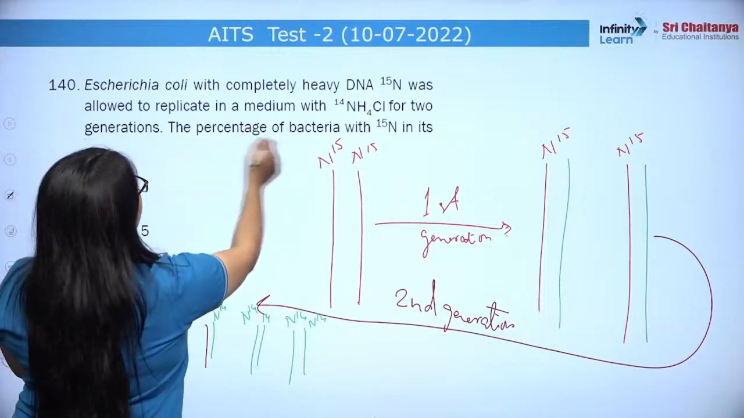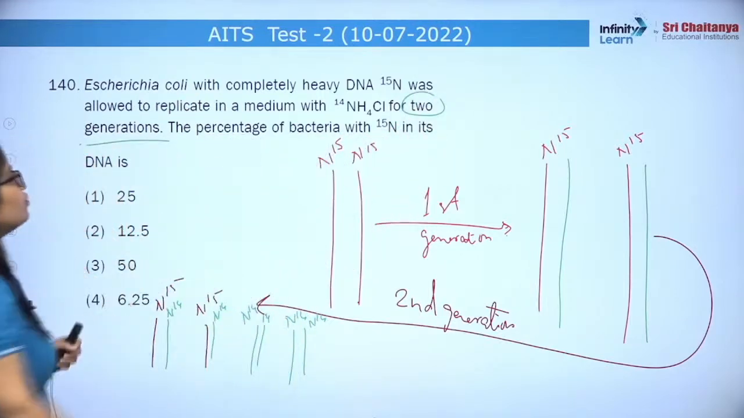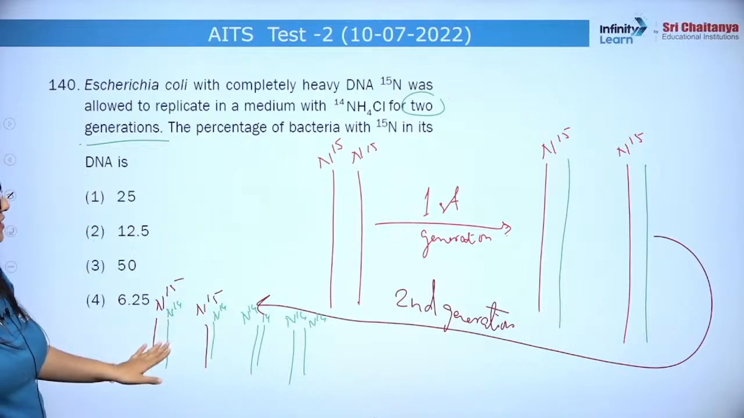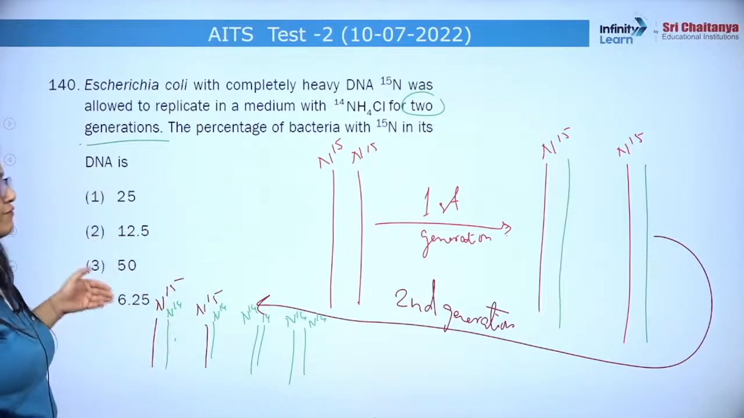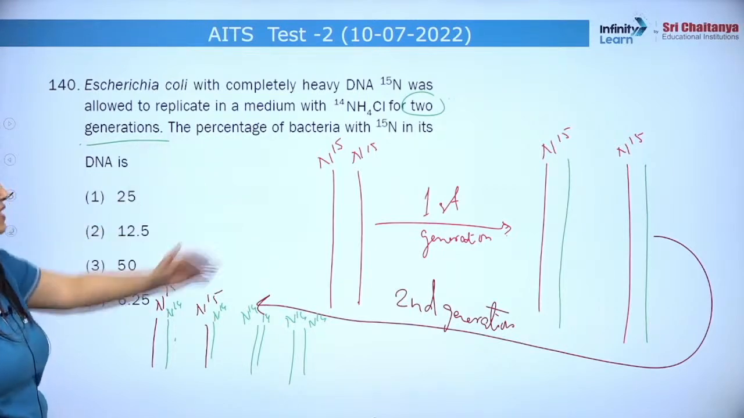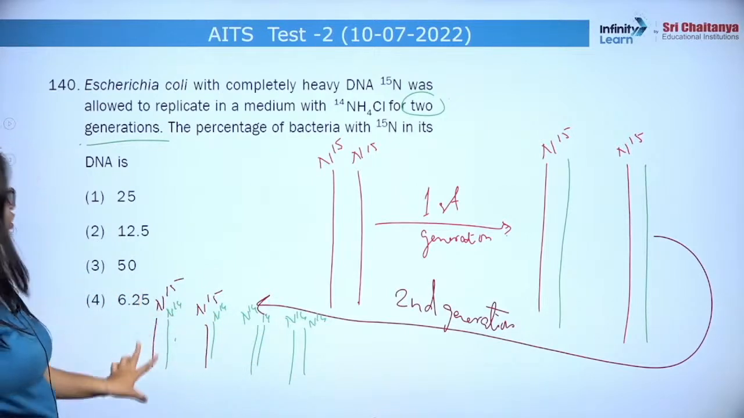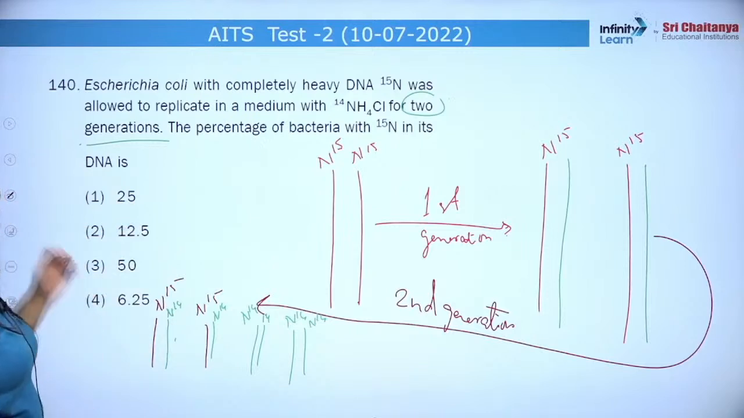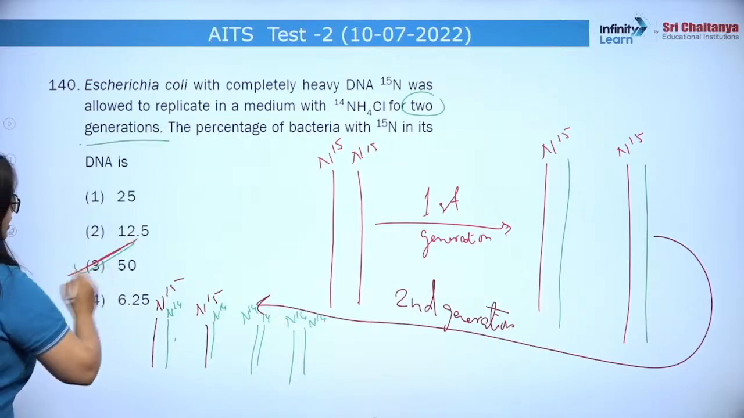What are they asking? The percentage of bacteria, they were allowed to replicate for 2 generations, here it is. The percentage of bacteria with N15 will be? So if you notice, my dear students, how many DNA molecules have N15? These are the 2 hybrid ones, although they are hybrid, they have N15. They have not mentioned hybrid or pure. So how many are there? If you go with the pure one, 0 is not even mentioned in the options, so we will go with the hybrid one. So N14, N15, N14, N15. Out of the 4 daughter DNA molecules, 2 have N15 in them, right? So the percentage of bacteria with N15 will be 50%, 2 out of 4, 50%. I think everybody is understanding this.